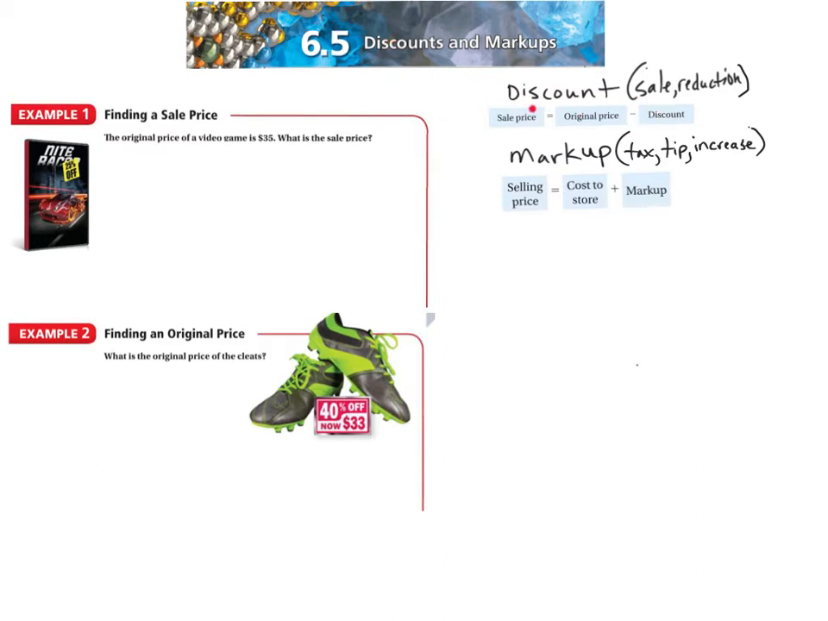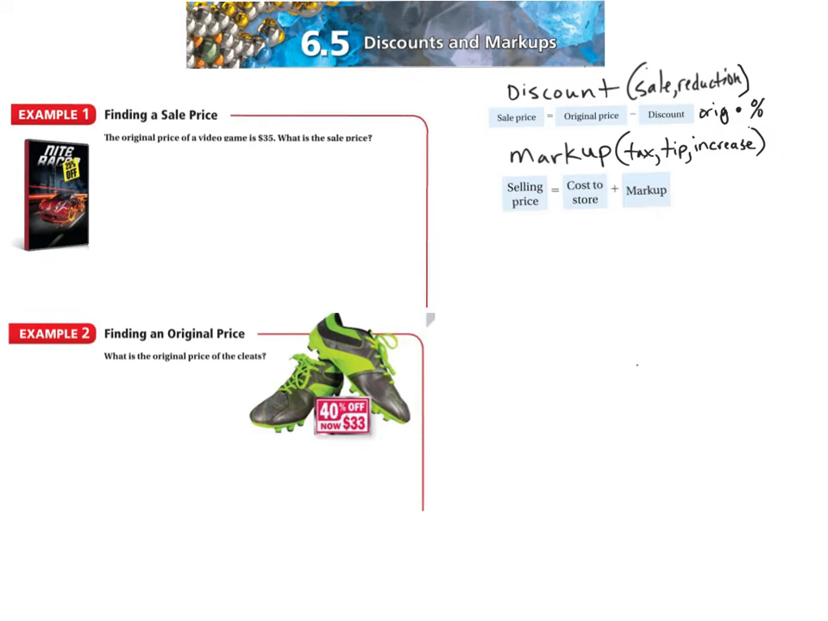A discount might be like the sale price or a reduction in price, or it might say there's a 20% discount. So we're trying to figure out, okay, what is the sale price? Like, you're the buyer. How much am I going to pay if the original price is some amount? And then I'm going to subtract the discount. Okay, so the discount is the original amount times the percent as a decimal, right?